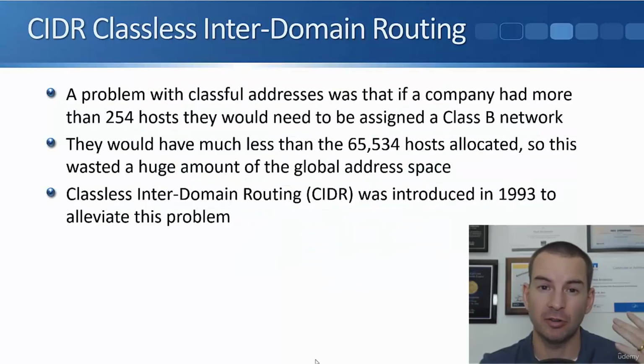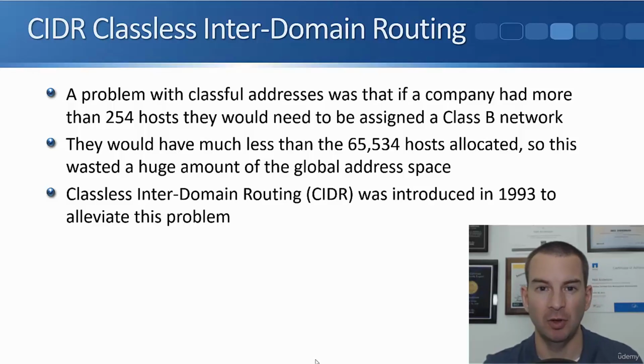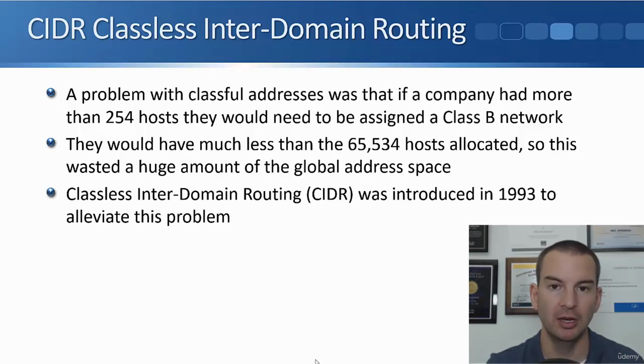This is a short lecture where you're going to learn about CIDR, which is classless inter-domain routing. A problem with the original implementation of the classful addresses was that when the internet authorities gave out addresses, they always gave out a complete class A with a /8, or a complete class B with a /16, or a complete class C with a /24 subnet mask.